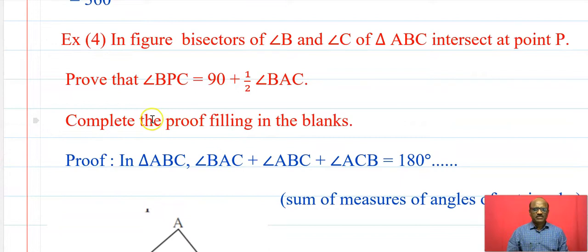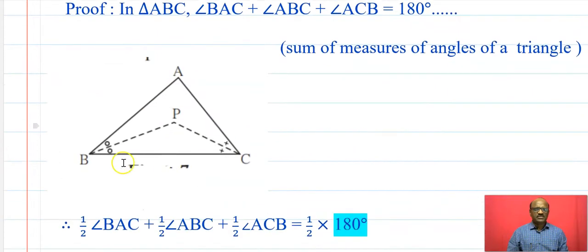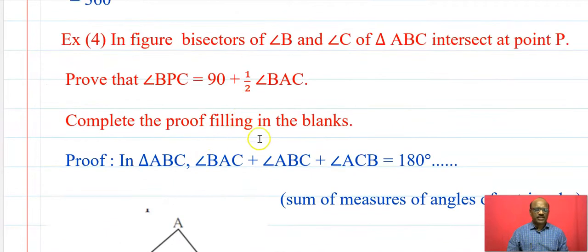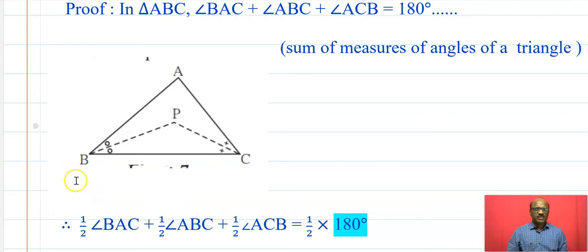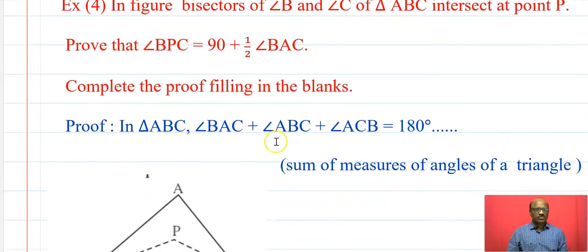Now the next problem is: in the figure, the bisectors of angle B and angle C of triangle ABC intersect at the point P. Then prove that the measure of angle BPC is equal to 90 plus 1 upon 2 measure of angle BAC. This we want to prove.